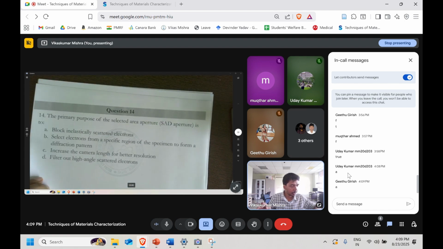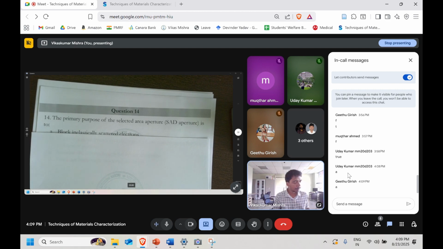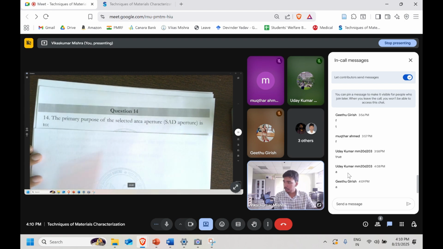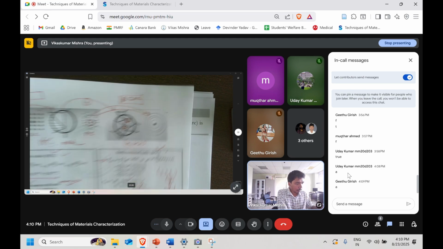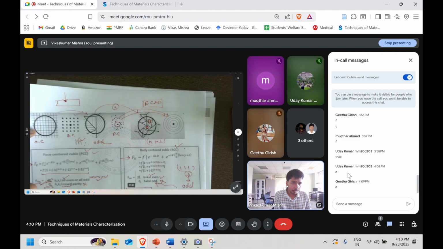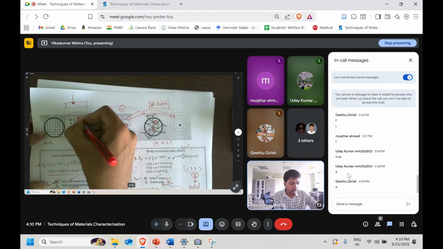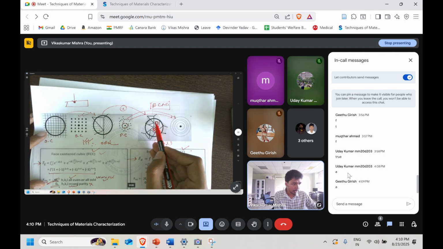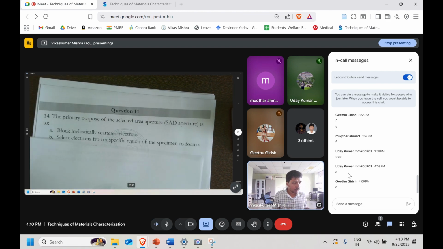Question number 14. The primary purpose of the selected area aperture, the SAD aperture. See, I told you that using the aperture, you can select a particular area from where you can see the diffraction. So you can obtain diffraction like a single crystal by selecting a small area in the polycrystal itself. Now let's try to answer this.